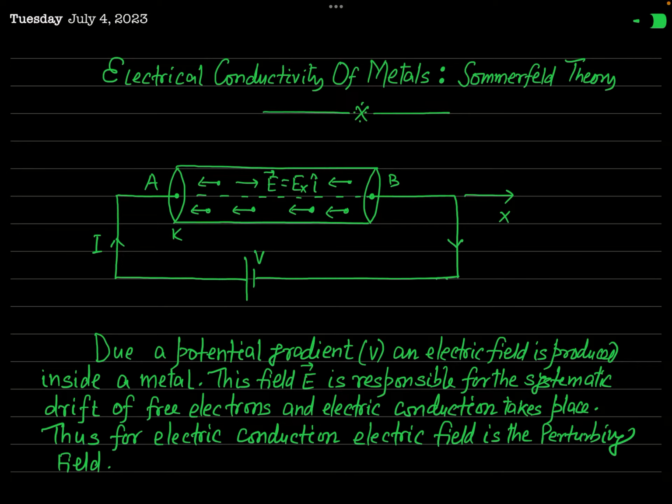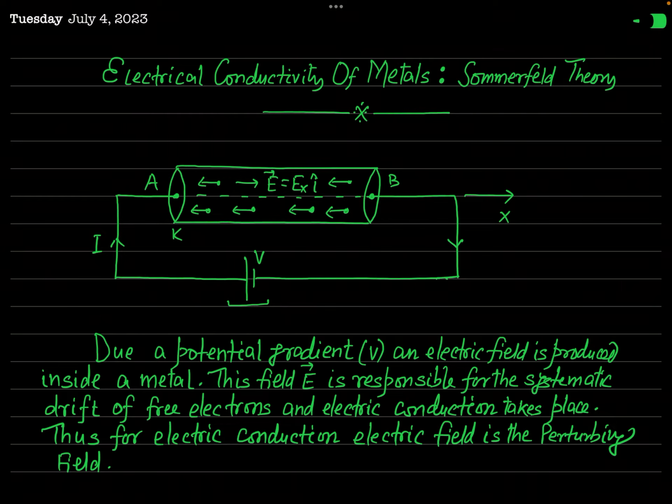If you have to pass an electric current through a specimen of a metal or a conductor, what mechanism do you follow? Actually, we simply connect the specimen to a source of voltage. As you can see in this figure, I have considered a specimen AB, and a voltage source which establishes a potential difference V between the two ends A and B of this specimen has been applied.